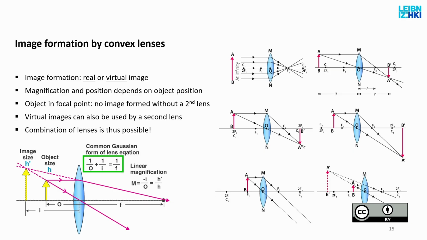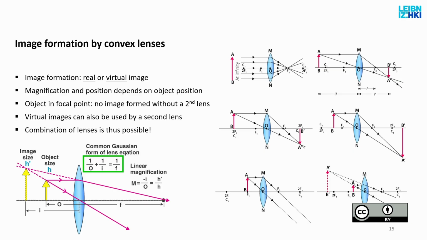Now I put this here for your viewing pleasure. This is just a few examples of how the image formation depends on what type of lens you use, and also more importantly, where the object is.